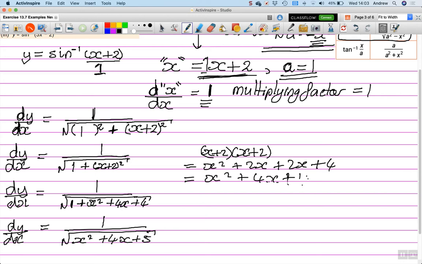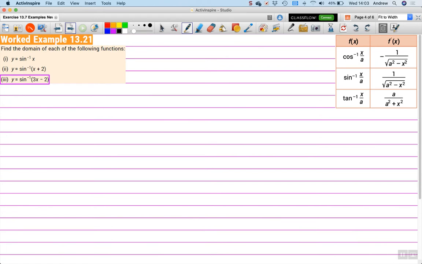That's the end of the second example. Moving on. It's all going to be very repetitive. So now we've got the last example, which is y equals the inverse sine of 3x minus 2. And again, we have to be mindful that the correct format must be over a number. So what we're going to do now is put that over the number 1. So it's now in the correct format.